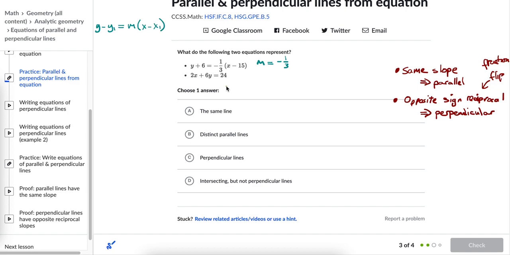So the second one here, we have to rewrite this. This is 6y is equal to negative 2x plus 24, or dividing by 6, right, and we see what's going on here. We got y equals, well, negative 2 over 6 is negative 1/3 x plus, well, plus 4. 6 times 4 is 24. Okay, so we've got the same slope here, right? So we're going to have one of these, right?